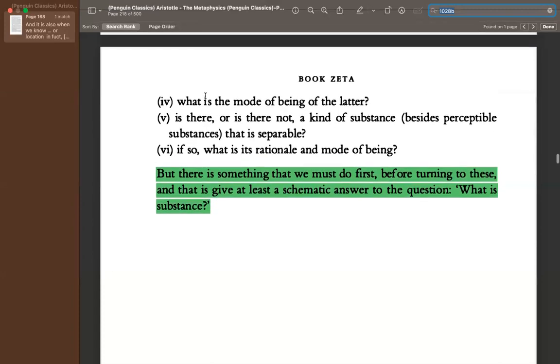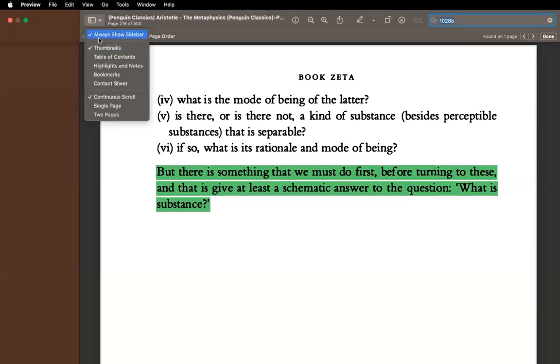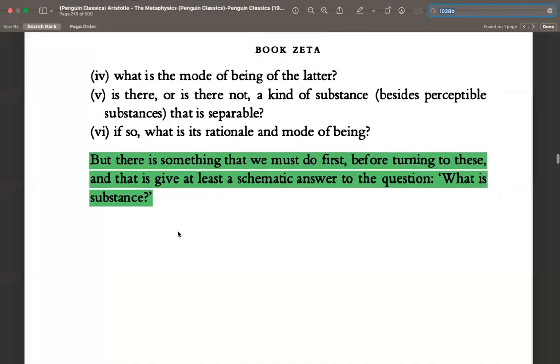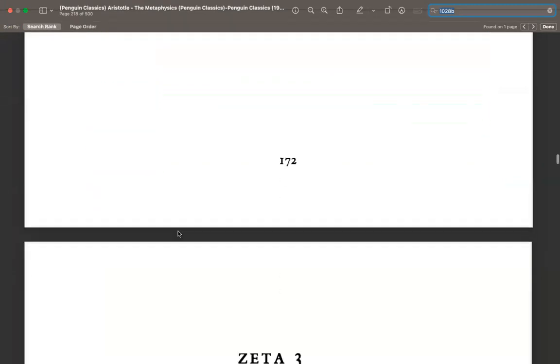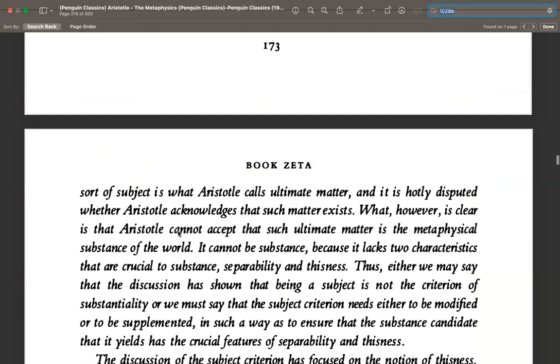Let's read these lines. But there's something that we must do first, and it's in color green, obviously, before turning to these, and that is to give at least a schematic answer to the question, what is substance? We go now to page 74.